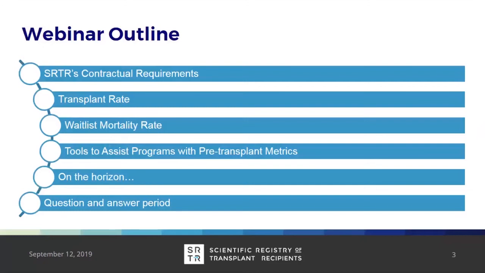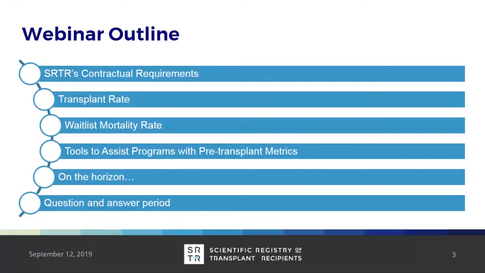I will start following this outline, the contractual obligations of the SRTR. Why is it that we are doing what we are doing? I will give some pretty detailed descriptions of both the transplant rate and the waitlist mortality rate, so you can see at a high level how those calculations are performed, give you some of the nuances of each of those calculations.